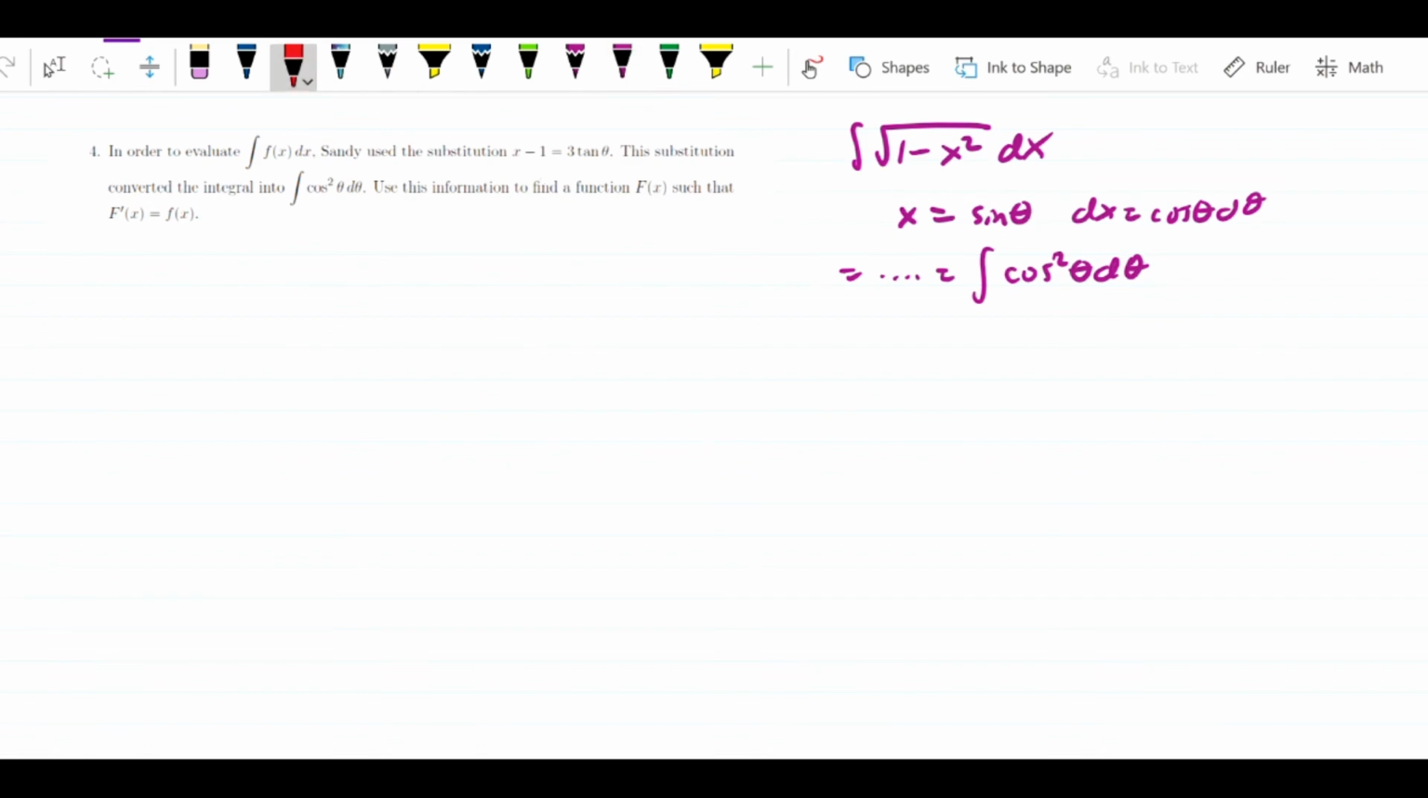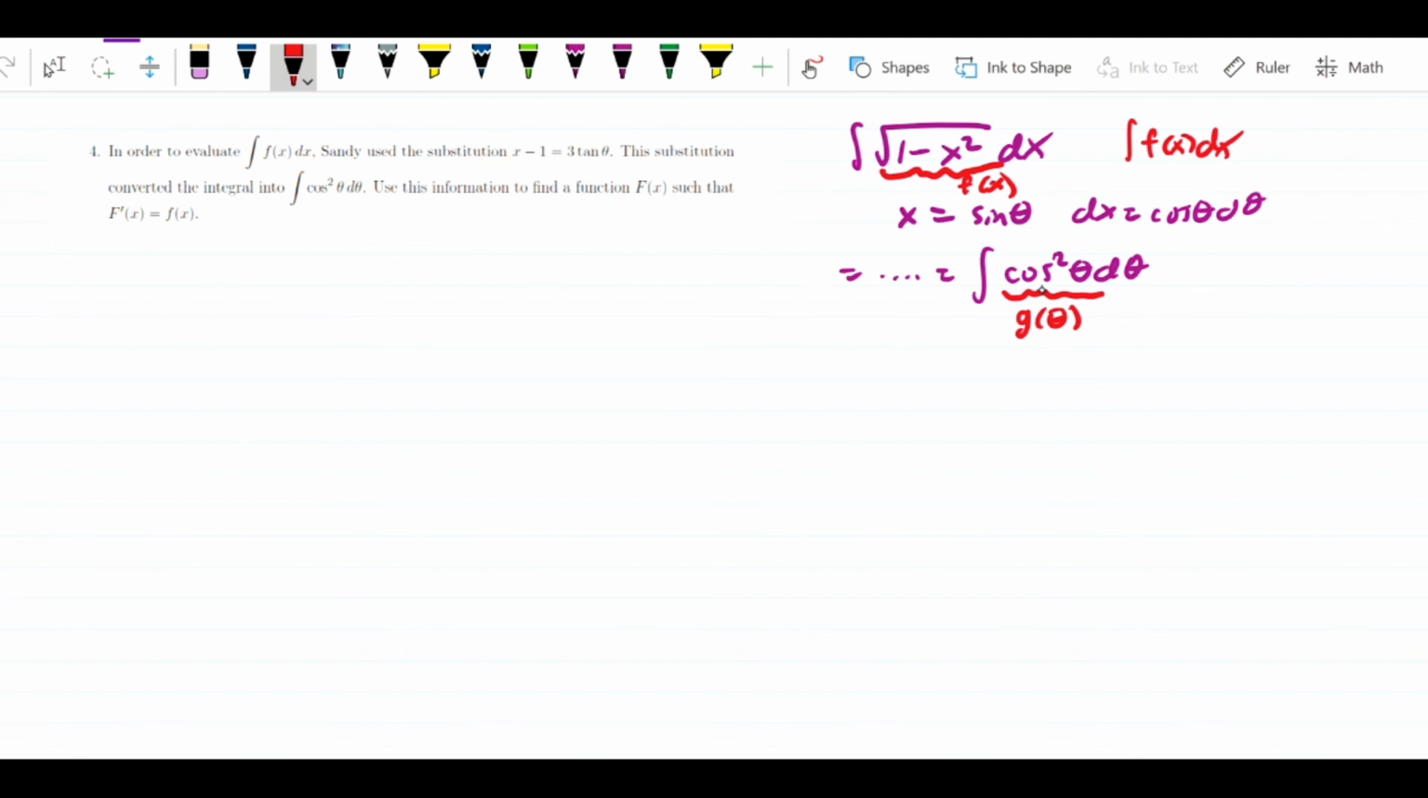Here, I'll put it in red just to emphasize it. This is f of x. So the original integral was of the form f of x dx. Now what did you do? You converted it into an integral of the form g of theta d theta. So here's g of theta. Now, what do you do? You find the antiderivative of cosine squared. You go on, you back substitute, and that gives you the answer to the original problem by trig substitution.